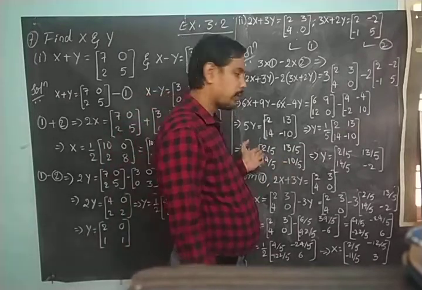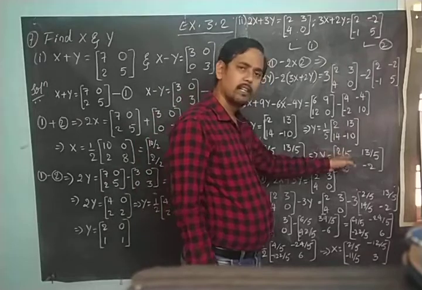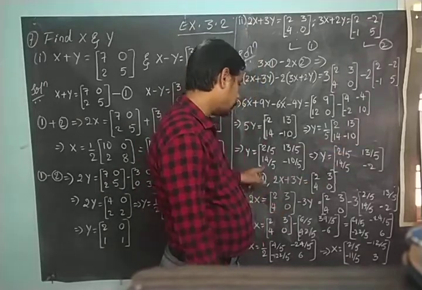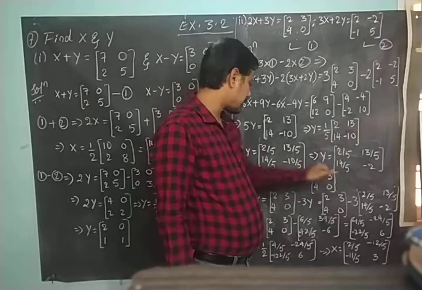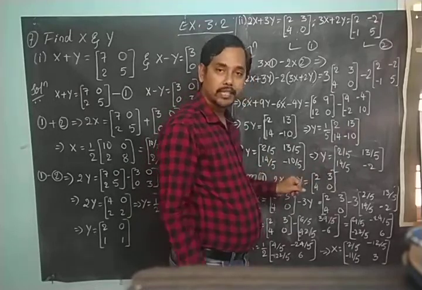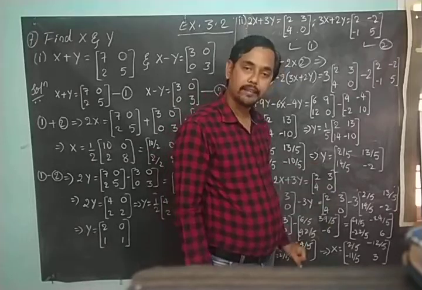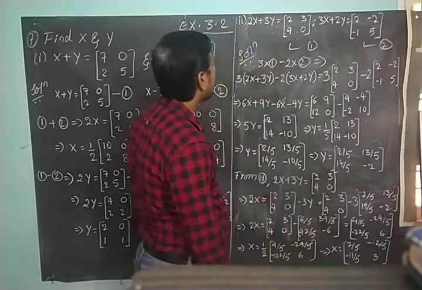Can we simplify 2 by 5? No. So keep it as it is. 13 by 5 also should be kept as it is. 14 by 5 also needs to be kept as it is. But what is 10 by 5? That is 2. So minus 10 by 5 is minus 2. So this is the value of y. Okay. So we got the value of y.